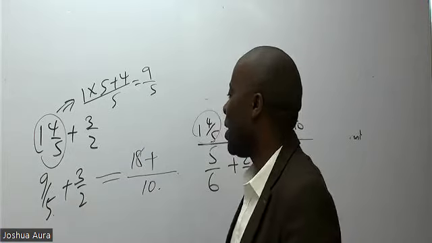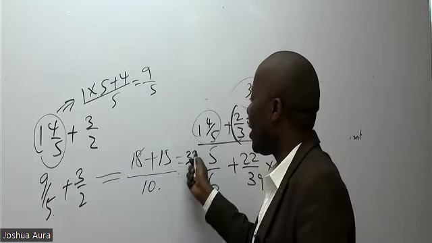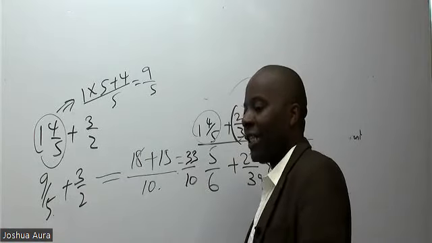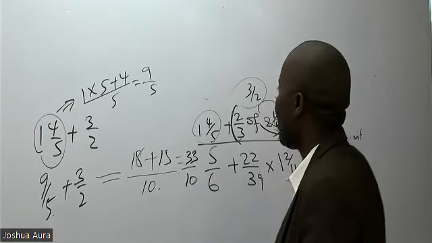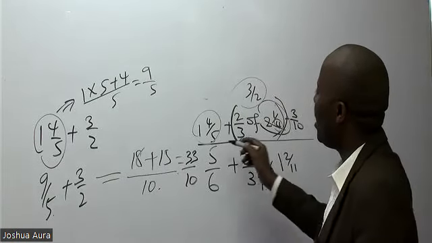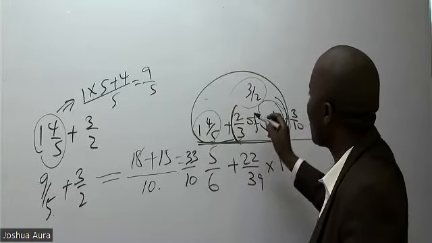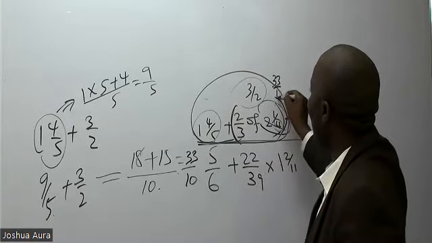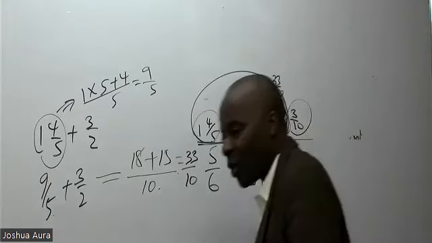5 times 3 gives me how much here? Somebody gives me 15. So then at the end of the day, I'll end up getting 33 over what here? 33/10. Great. So meaning, ladies and gentlemen, that when I combine these two like this, now I have 33/10. So now I'll come and do the last thing, which is now subtraction.